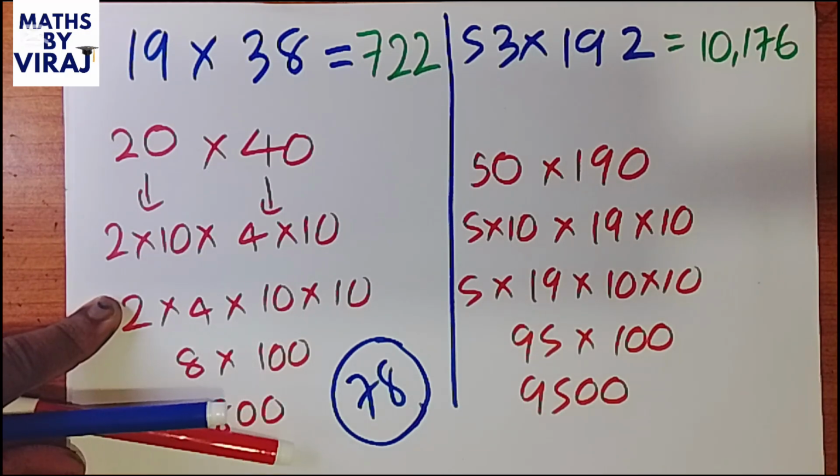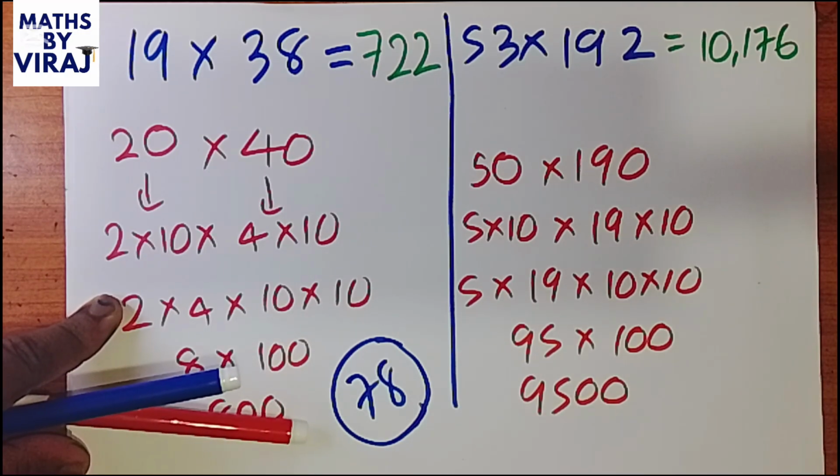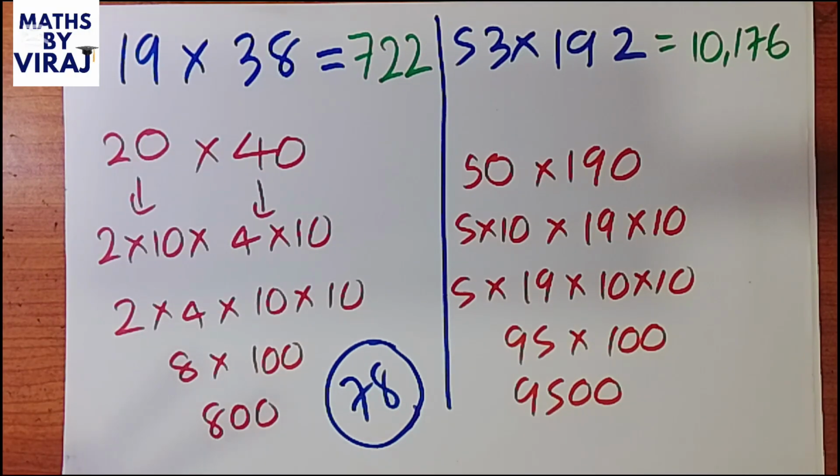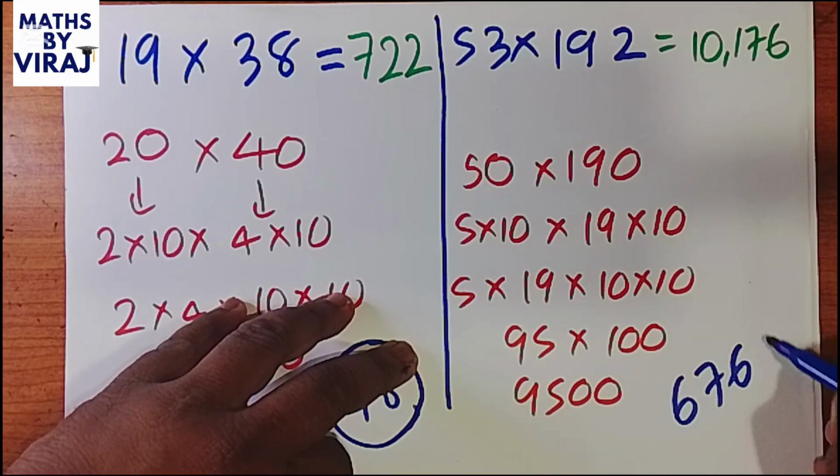But if you really calculate the actual value of 53 times 192, the actual value is 10,176. Therefore, we clearly see that there is now a difference of 676.